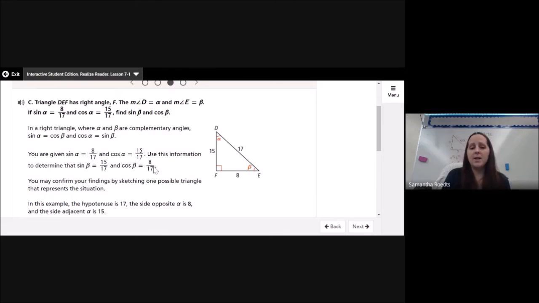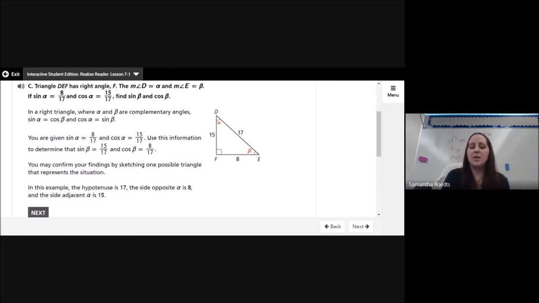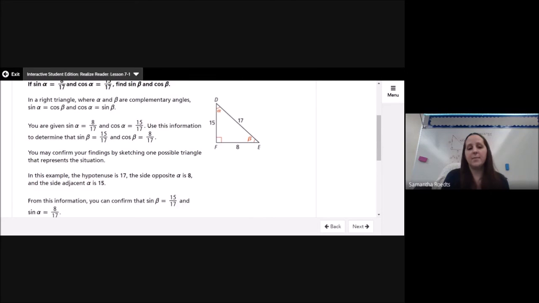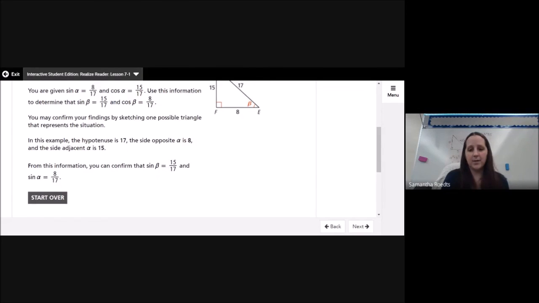You can confirm your findings by sketching one possible triangle that represents the situation. In this example, the hypotenuse is 17. The side opposite alpha is 8 and the side adjacent to alpha is 15. From this information, you can confirm that sine beta equals 15 over 17 and sine alpha equals 8 over 17.